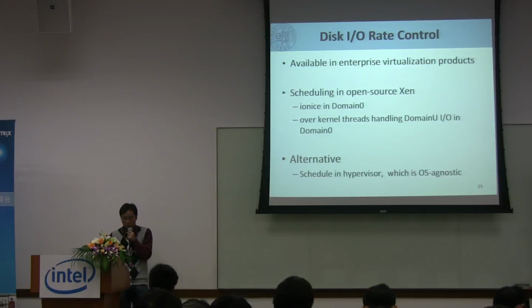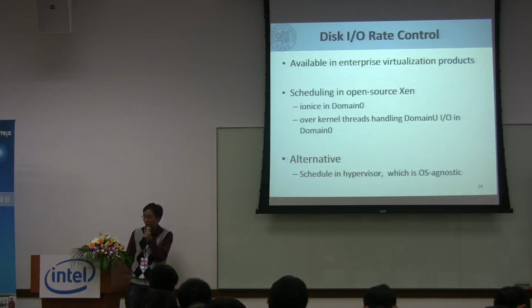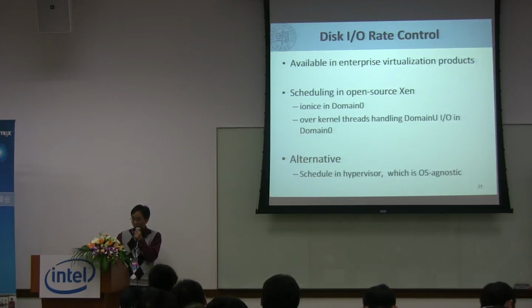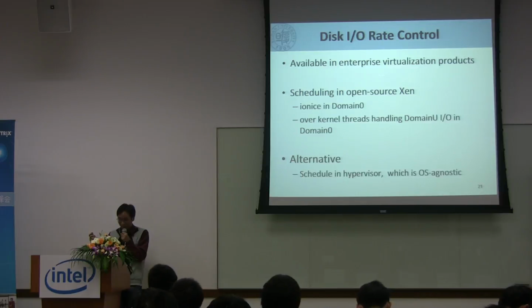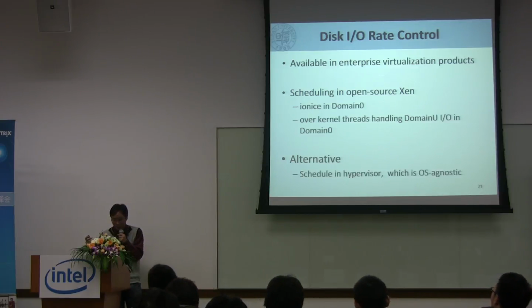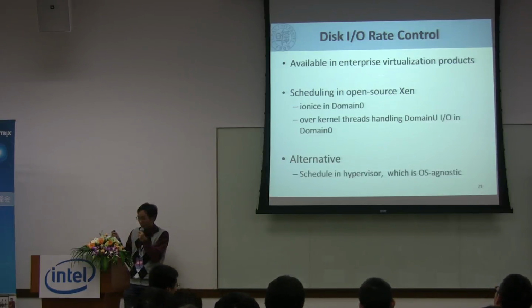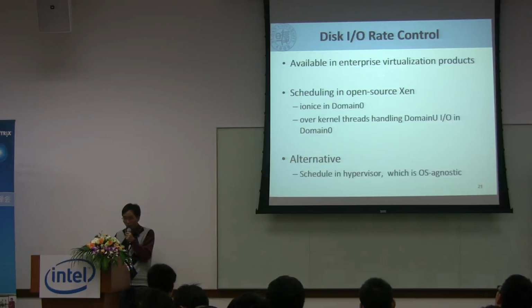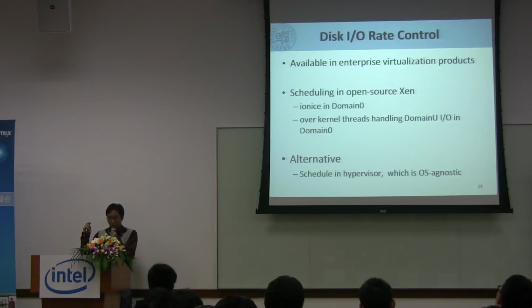We are already aware that there are some disk I/O rate control tools in enterprise virtualization products, like IOLimits and some kernel thread handling in domain U and domain 0. We can also have alternatives like a scheduling hypervisor, which is operating system agnostic, but we currently didn't implement a very complex policy.